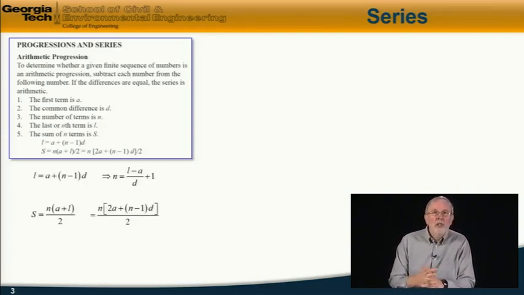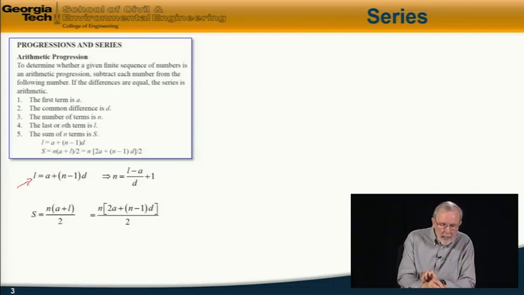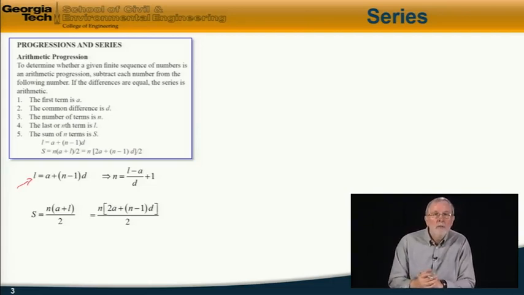And here are the definitions as given in the reference handbook. So here the first term is a, the difference between the numbers is d, the number of terms is n, and the last term is l. So the relevant equations are given here. The last term is the first term plus the number of terms minus 1 multiplied by the difference, or conversely, the number of terms is given by this expression.